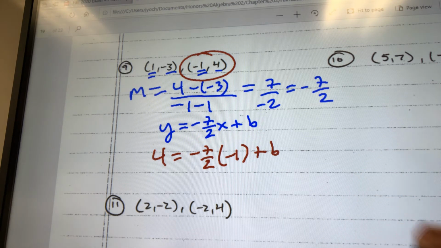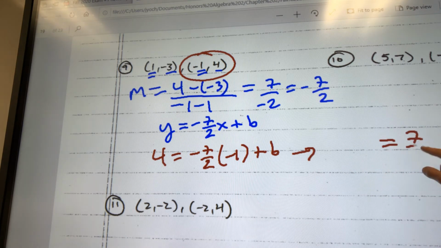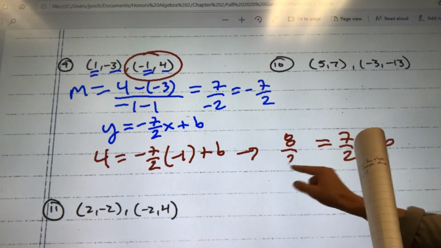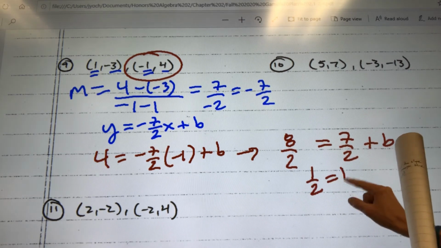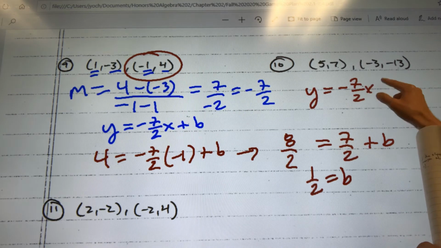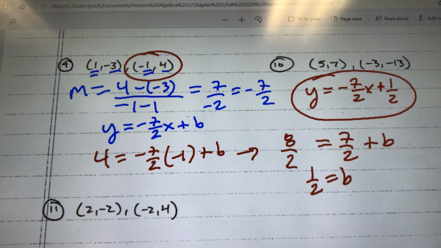So I'm going to write it here. It's going to be 7 over 2 plus b, whereas 4 is going to be written as 8 over 2, because that's what 4 is. So 1/2 is b. Y is negative 7 over 2x plus 1/2. All right. Then I'm going to do number 10.